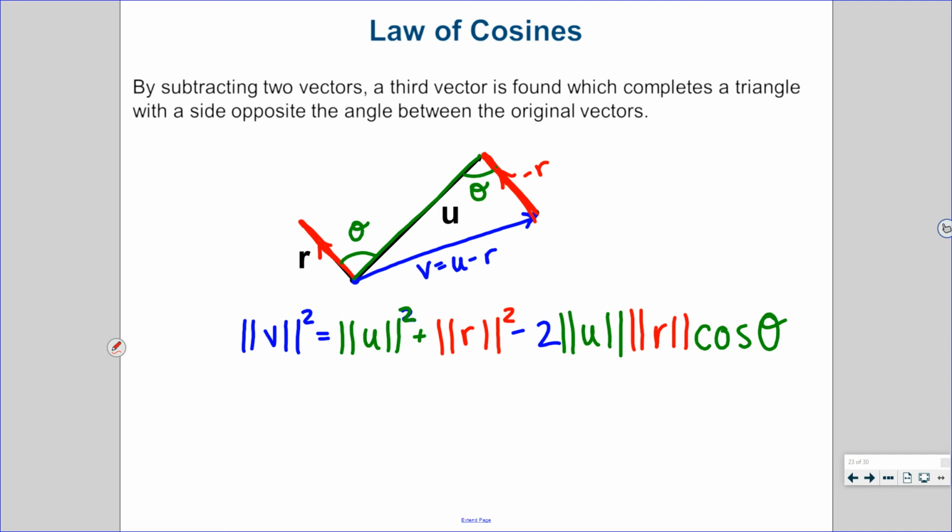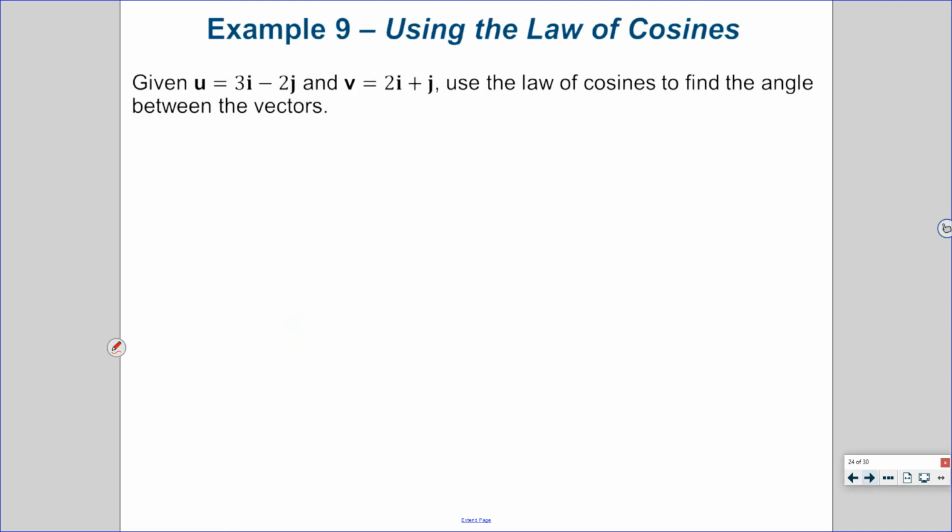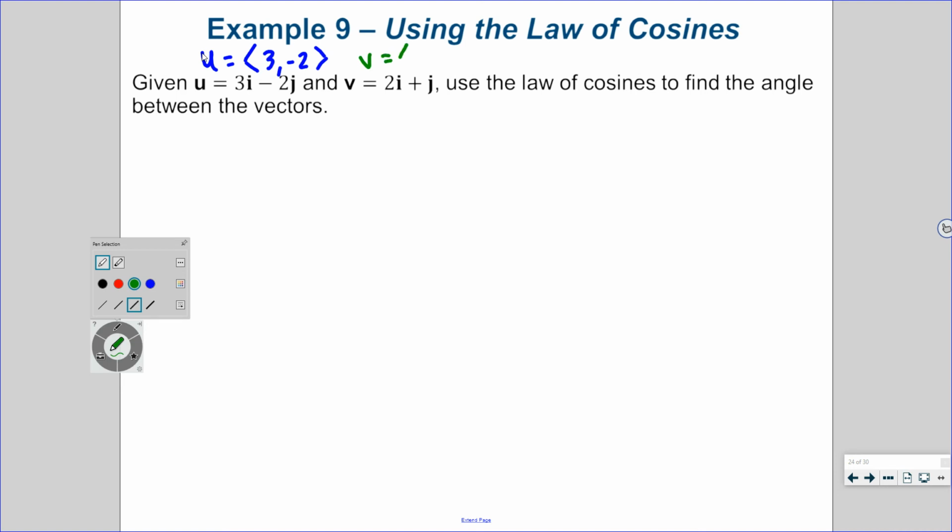Okay, let's try one. So, these are given in linear combination. I'm gonna write in component form just above it. On the next one, u is 3, -2. v, I'll do in green, 2, 1. Use the law of cosines to find the angle between the vectors.